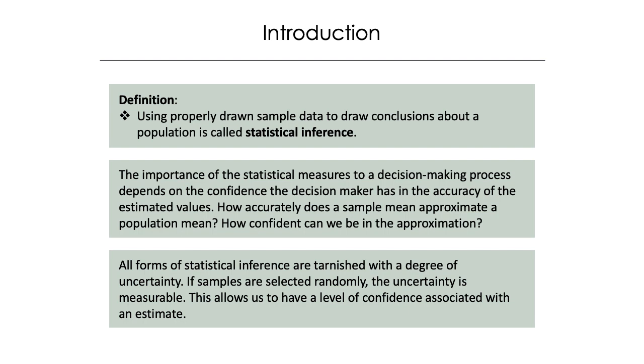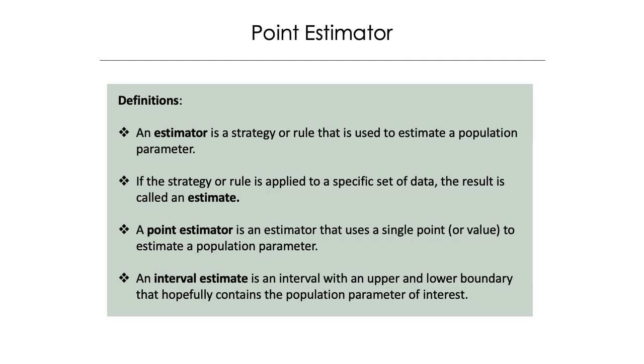All forms of statistical inference are tarnished with a degree of uncertainty. If samples are selected randomly, the uncertainty is measurable. This allows us to have a level of confidence associated with an estimate. Let's start with some definitions.